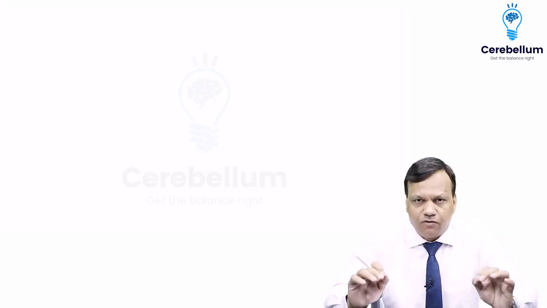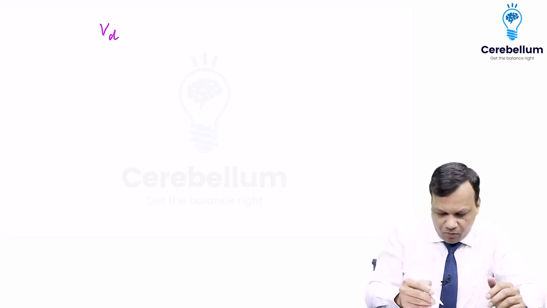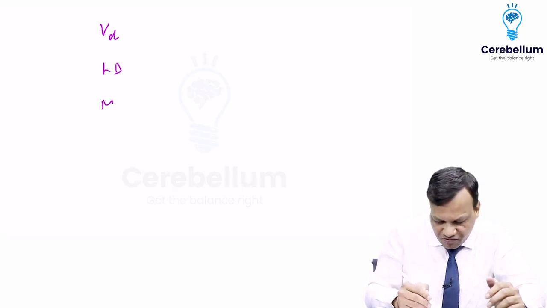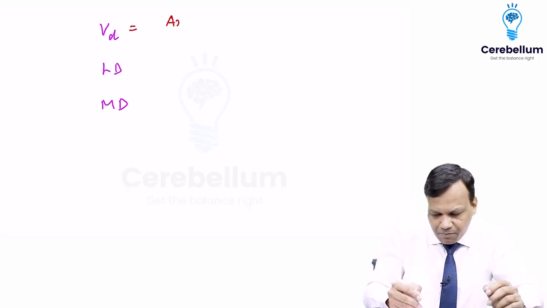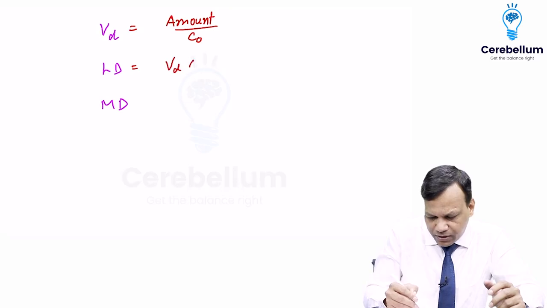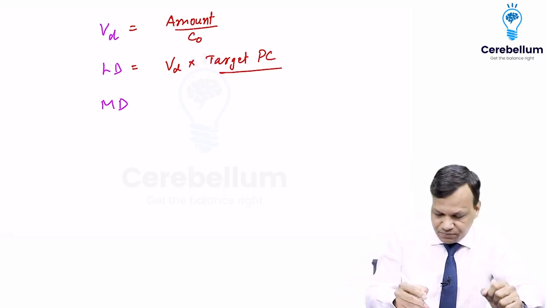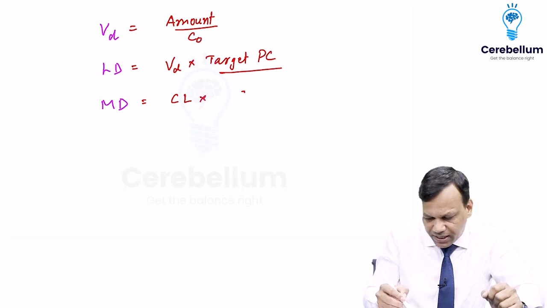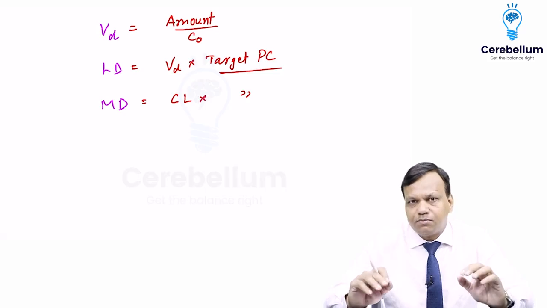We already discussed some formulas earlier, like the formula of volume of distribution, formula of loading dose, and formula of maintenance dose. A quick recap: volume of distribution is amount of drug given divided by C0. Loading dose is equal to Vd into target plasma concentration, and this concentration is the steady state plasma concentration. And maintenance dose is clearance multiplied by target plasma concentration. These formulas we have already discussed. So now we will discuss some more formulas.